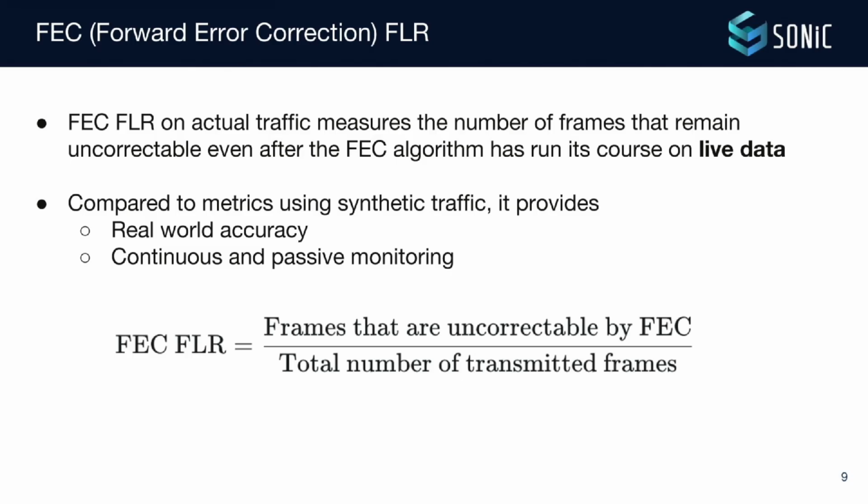As I said, the frame gets divided into code words, and then the FEC FLR comes into the picture, where frames are uncorrectable by FEC. So FEC, we talked about, you can correct 15 symbols, whereas you can detect 30 symbols. The moment it goes beyond that, you cannot correct it. So the number of uncorrectable frames by the FEC versus the total number of frames transmitted is the ratio basically called FEC FLR.